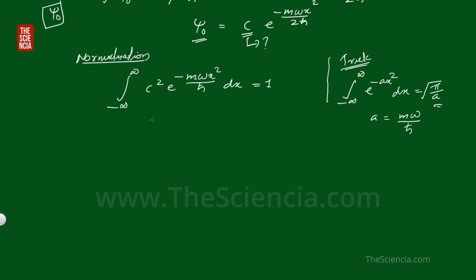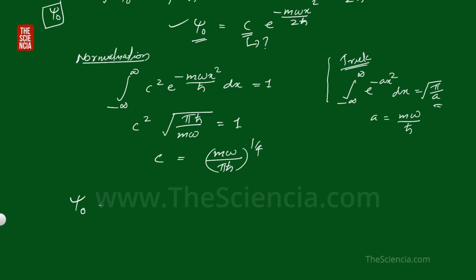So we will get the value, that is c squared into root of pi by m omega into h cross, equal to 1. So we can find out the value of c, that is c is equal to (m omega by pi h cross) all raised to 1 by 4. So we can substitute this c value here. So we will get the ground state wave function, that is equal to (m omega by pi h cross) all raised to 1 by 4 e raised to minus m omega x squared by 2 h cross.